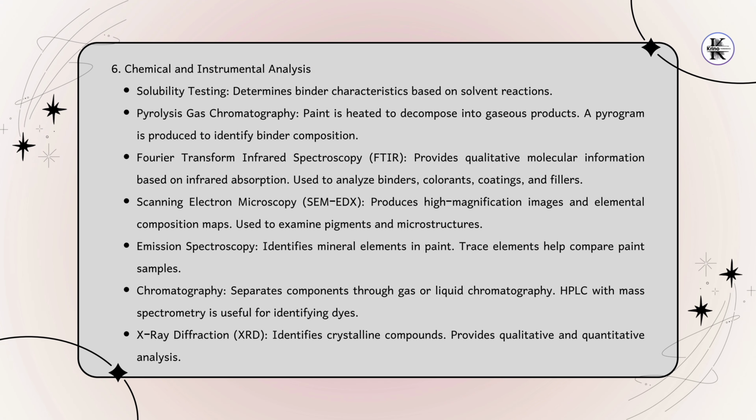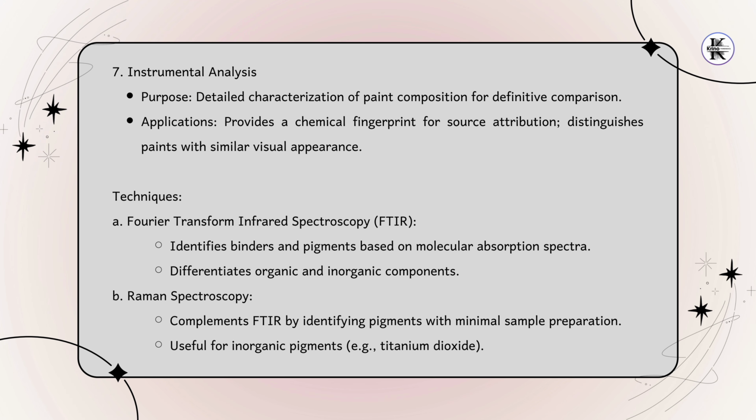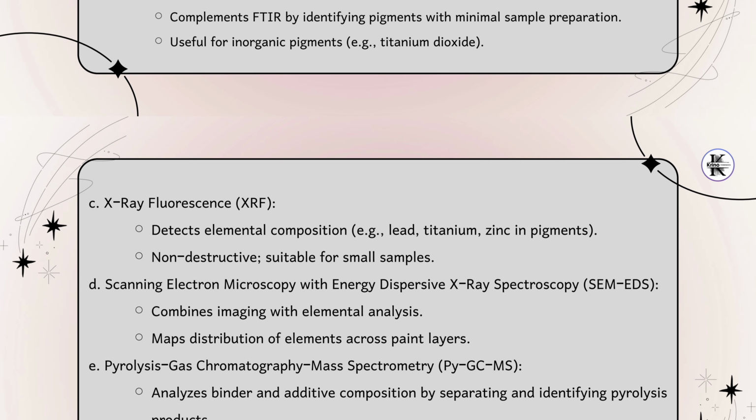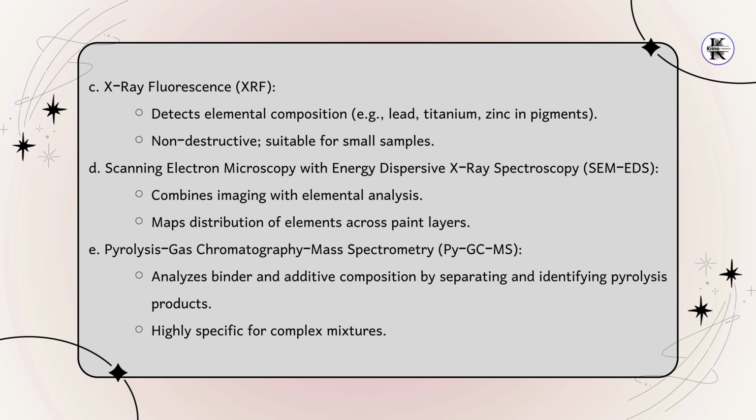Now, for the most advanced level of analysis, we use instrumental techniques. Instrumental analysis provides a detailed chemical fingerprint of paint. Techniques include FTIR, Raman spectroscopy, XRF, and SEM-EDS. These methods help to identify both organic and inorganic components with high accuracy. These are essential for definitive comparison.